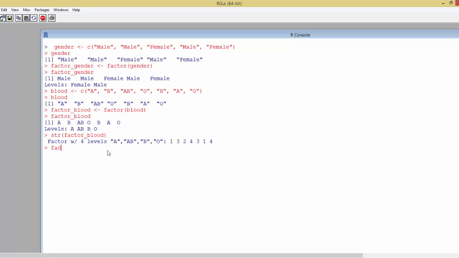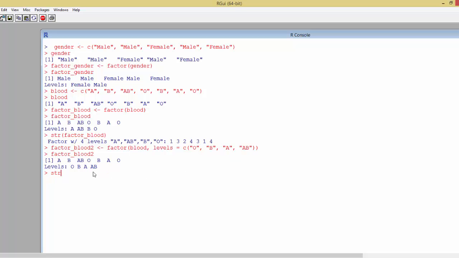Let's say you want to do it: factor_blood2, and instead of this order of A, AB, B and O, you want to give it O, A, B and AB. So in this case you would say factor of this vector of blood, change the levels to c with 2 brackets, and if you type this factor_blood2, you would get your required or your defined levels as O, B, A and AB.